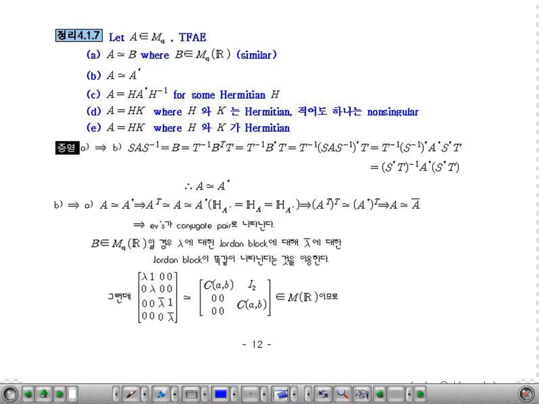Next, now we start. Up to the previous theorem that we had covered. Now we start from here today.